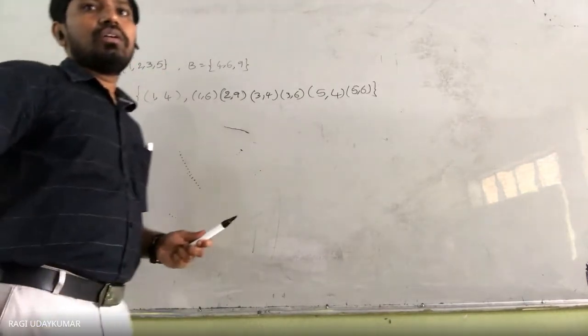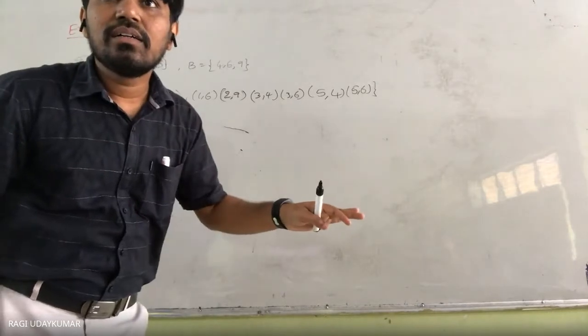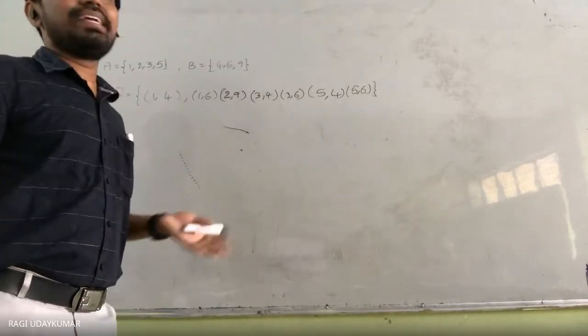Then domain and range. What is it asking here? Only the roster form is being asked. Domain and range are not asked.